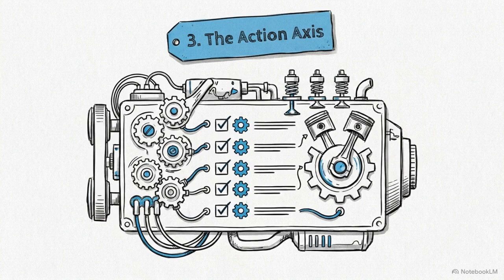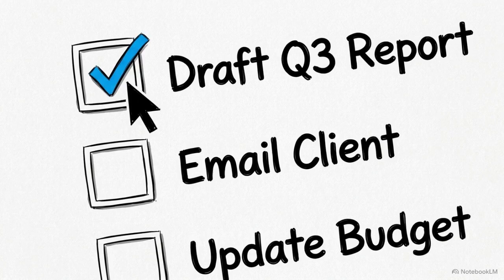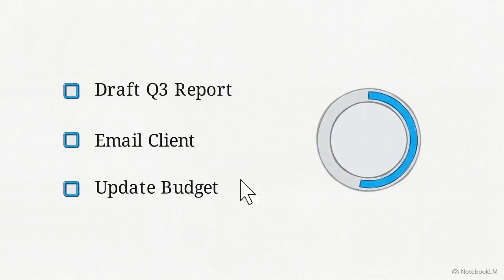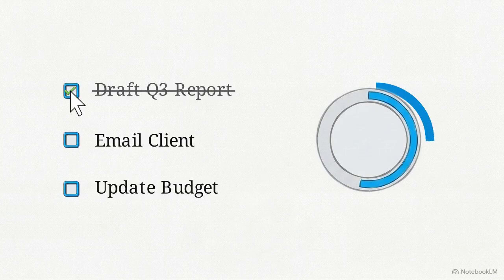Step 3 zeroes in on that bottom section. The action items area is the operational engine of your document. Here, standard bullet points are insufficient. You need to use interactive checkboxes paired with clear, verb-driven task descriptions. Clicking those physical UI elements creates a direct feedback loop. It visually confirms progress and clearly separates pending work from completed work.